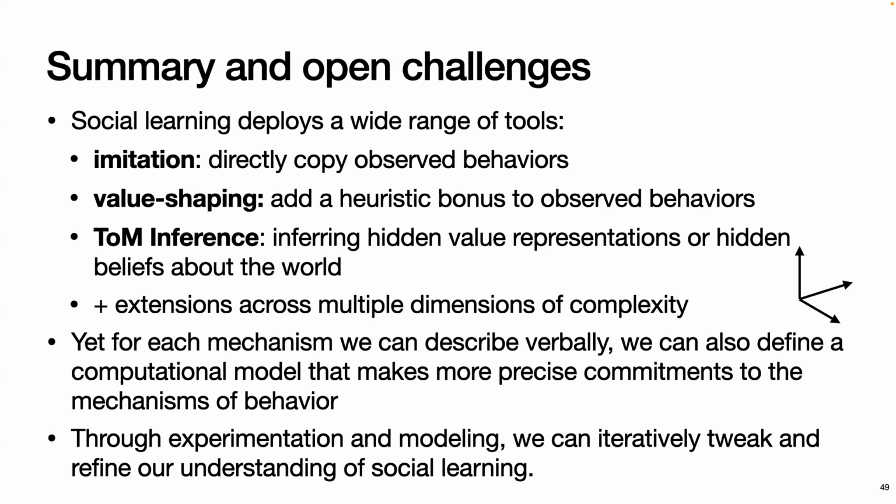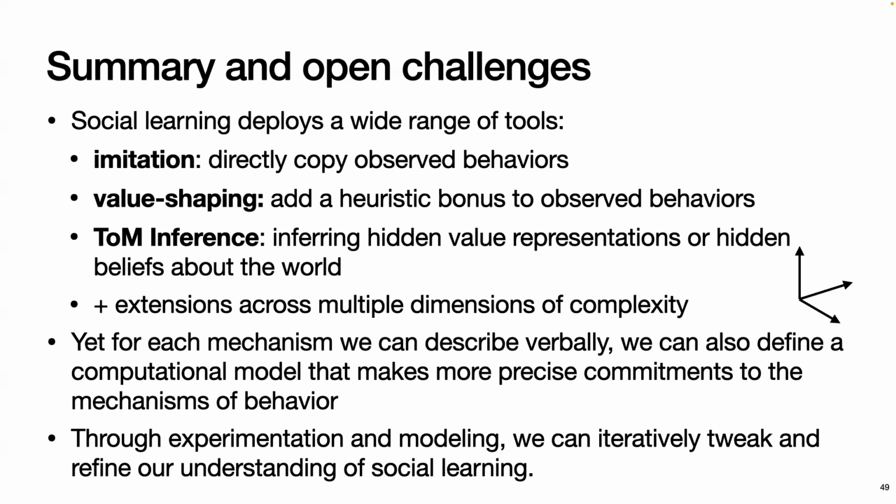A very simple heuristic way to do this is via value shaping, where we add a bonus to socially observed behaviors. But we can also scale this up to more complex forms of theory of mind inference, where we're inferring hidden value representations or inferring hidden beliefs about the world based on other people's actions. And this maybe allows us to unpack it in a more generalizable format. And I think we'll see more of this from Leo and Kartik in the next tutorial.